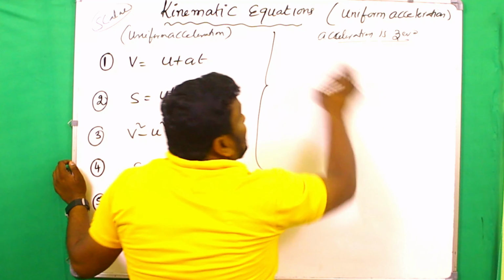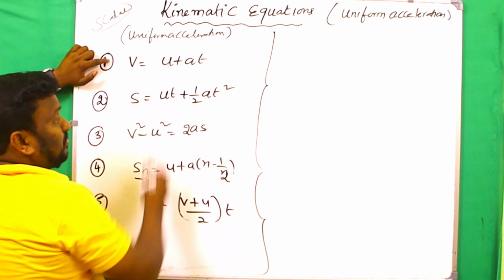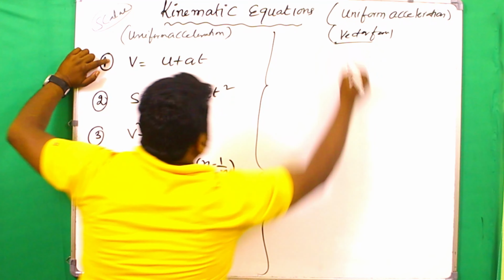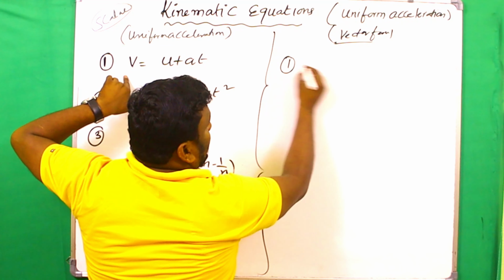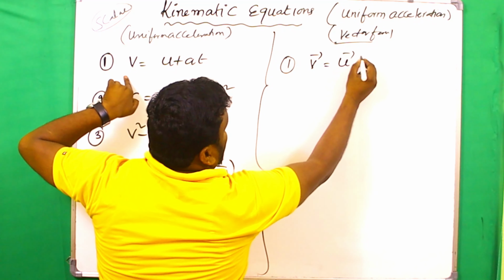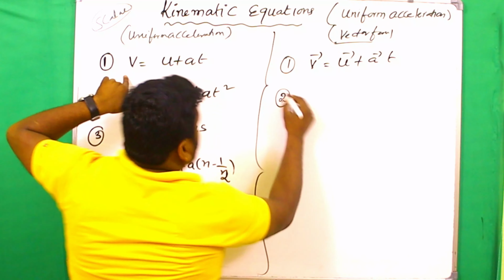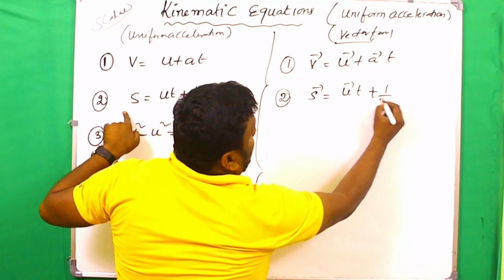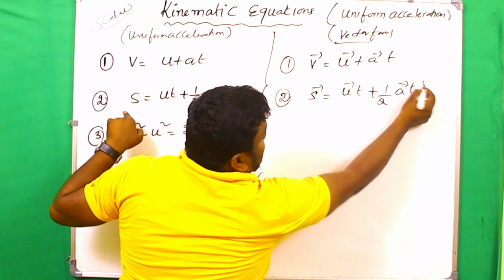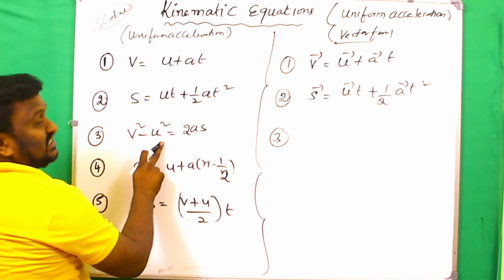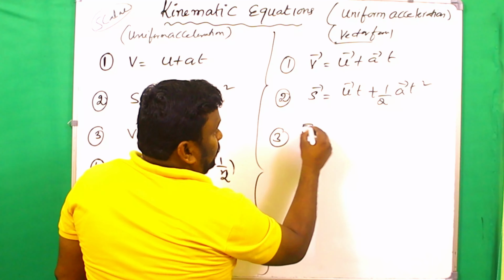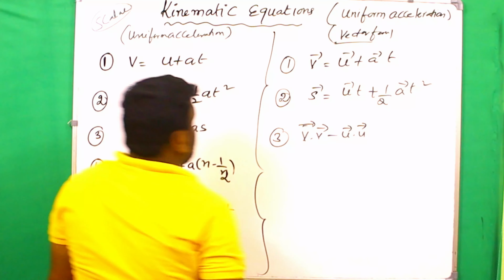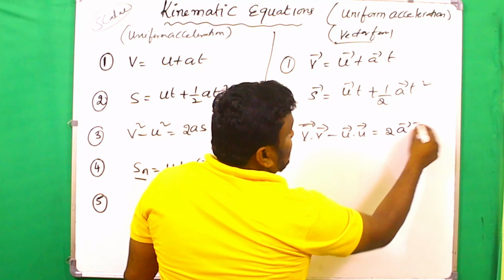And the same equations of motion can be mentioned in vector form. They can be written like this. Simply, how can we write? v arrow is equal to u arrow plus a arrow t. And the second one, s arrow, the displacement, is equal to u arrow t plus half into a arrow t square. And the third one, v square minus u square, we will write like this: v arrow dot v arrow minus u arrow dot u arrow is equal to 2 a arrow dot s arrow.